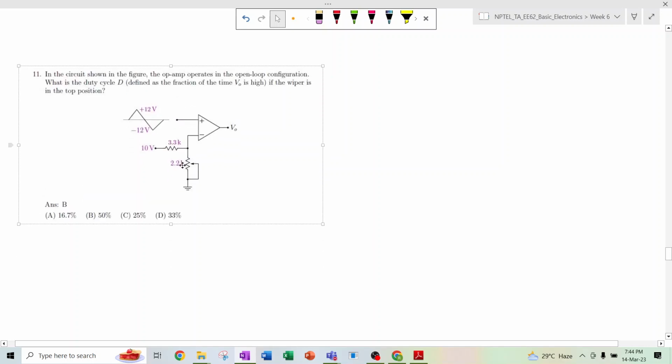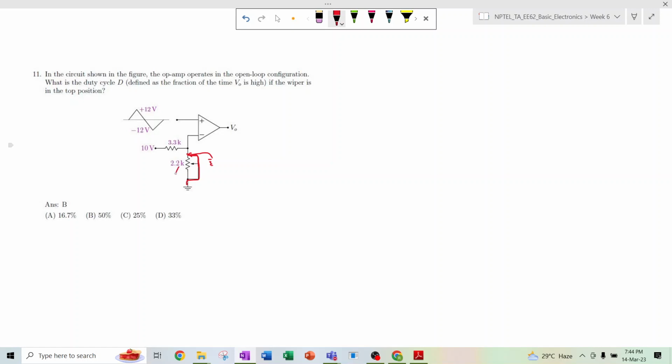In the circuit shown in the figure, the op amp operates in the open loop configuration. That means there is no feedback path. What is the duty cycle D, that is defined as the fraction of time when VO is high, if the wiper is in top position? This is basically a potentiometer problem. If this potentiometer is in the top position, that means this terminal is shorted with this terminal. That means this is directly connected to ground. So there is no use of this 2.2k resistor.